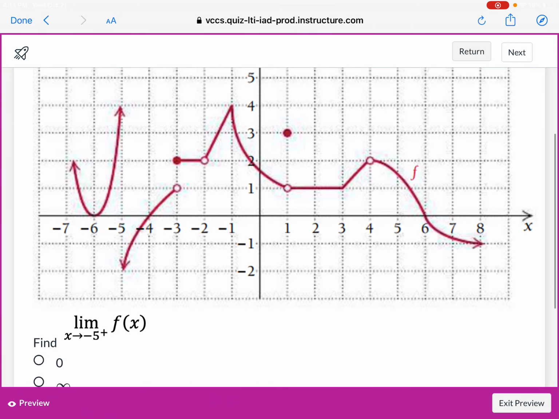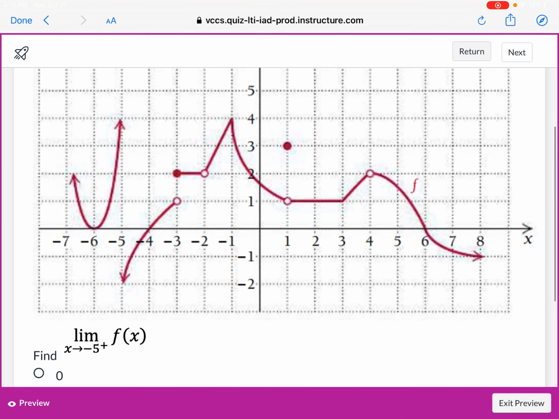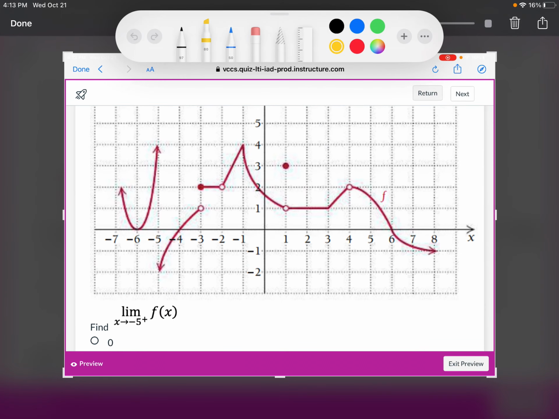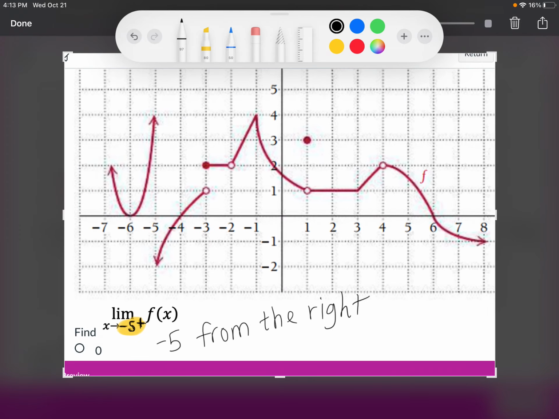Next, number 5. Ooh, this one though, guys, this one is a one-sided limit. How do I know that? Because notice that symbol right here: approach -5 from the right. From the right, okay? Because of the symbol, this plus sign right there. You're approaching -5 from the right. So what should we do? Start somewhere on the right side of the graph and try to go to -5.